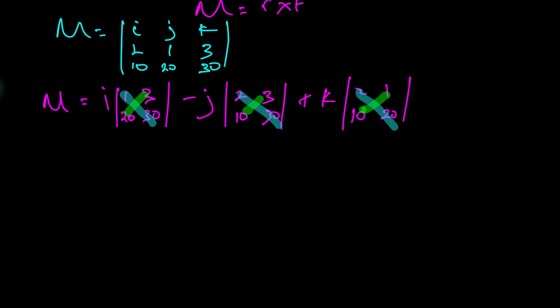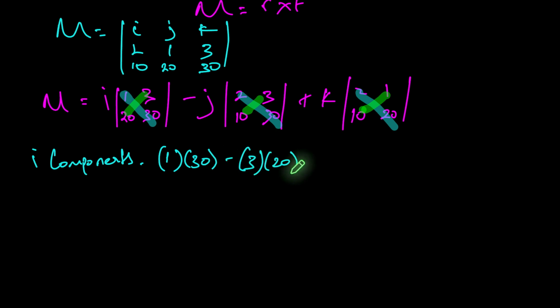So for the i, we do the blue bit first, so let me just write i component. So that's going to be 1 multiplied by 30 and minus 3 multiplied by 20. So 1 times 30, so that's 30 minus 60. So this leaves us with negative 30. So therefore we have here negative 30i.